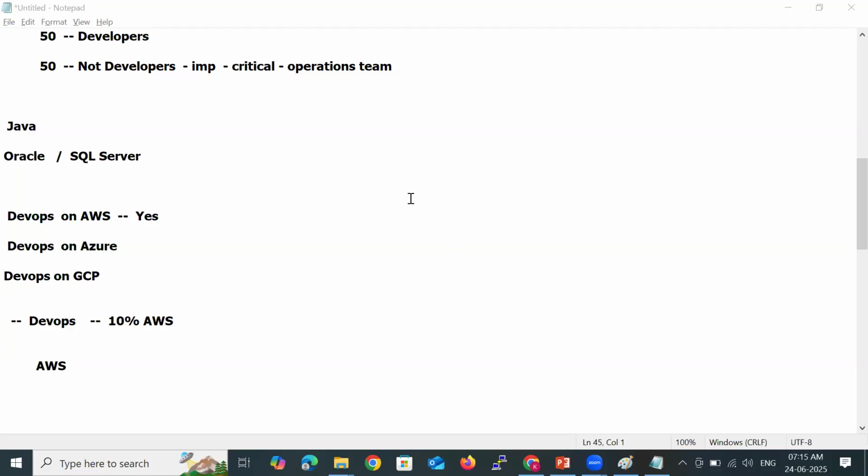Sri Kala. Sri Kala. You are now allowed to unmute.